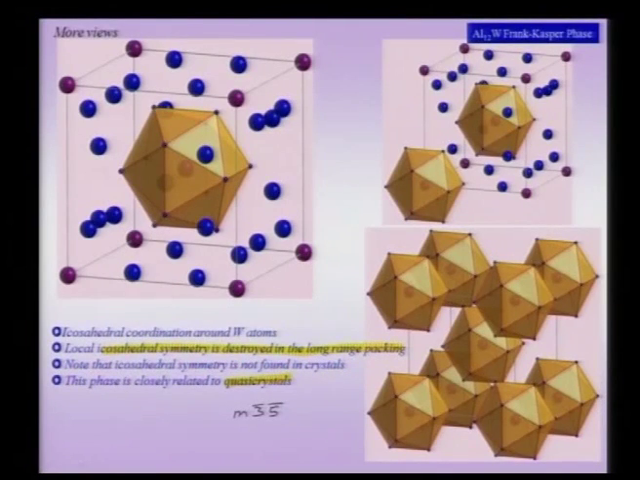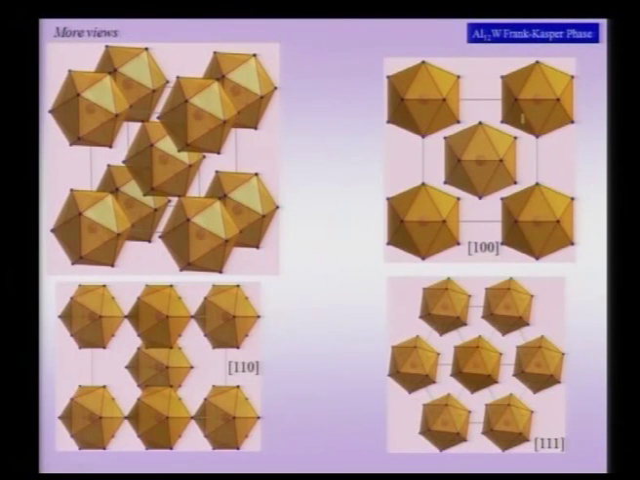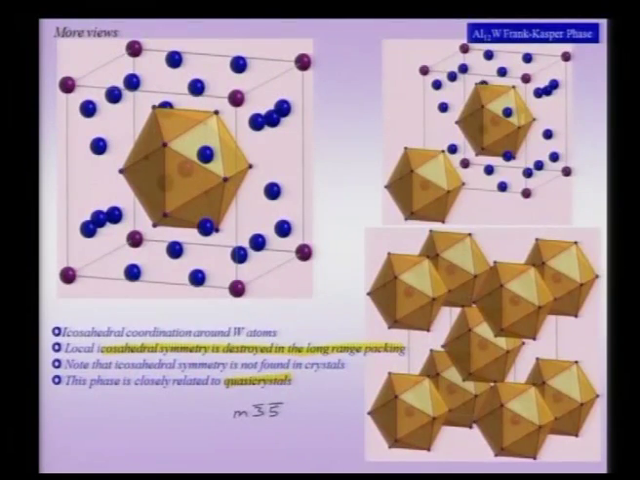So, you can see that each one of the tungsten atoms has an icosahedron around it, as you can see in this figure on the right hand side above, and the figure on the right hand side below shows that all the icosahedra are drawn around each one of the tungsten atoms.